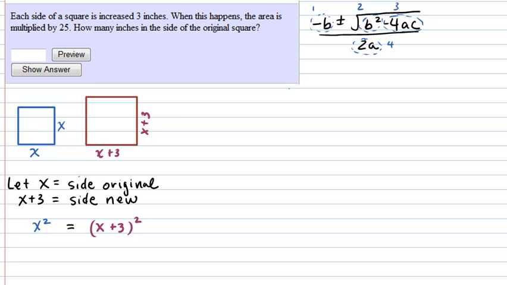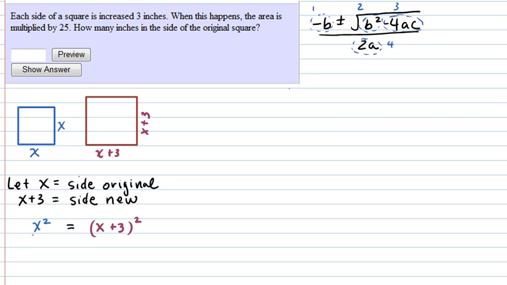Okay, with this one, we've got two squares. The original square has sides x by x, and the new square has sides x plus 3. It's 3 inches longer for each side. So for area, we want to take the length times the width.